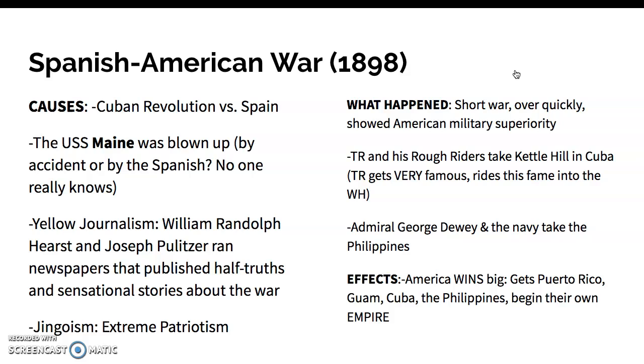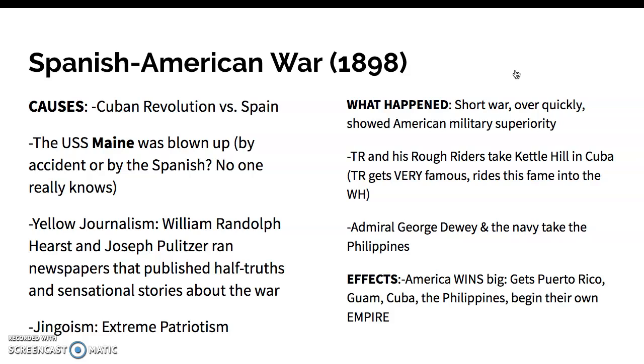And they did. Whether or not they were directly involved in the attack on the Maine, it was over very quickly, showed off our military superiority, both in terms of tactics and commanding officers, as well as our technology, which at this point started to be very, very advanced compared to most of the world. Teddy Roosevelt, TR, and his Rough Riders, his volunteer unit of soldiers, take Kettle Hill in Cuba. He's going to get very, very famous because of this, and will ride this fame eventually into the White House. While Admiral George Dewey and the Navy take over the Philippines, he also becomes very famous.